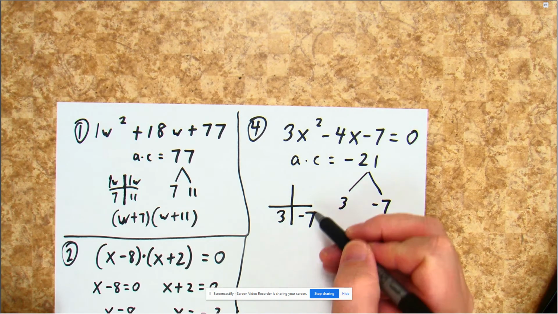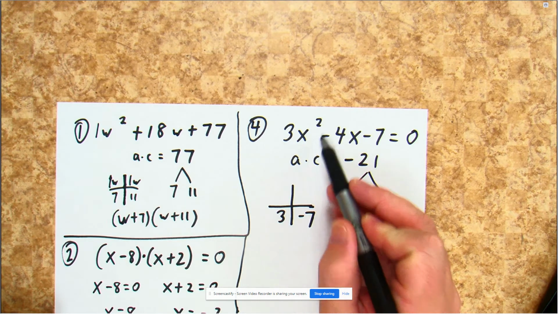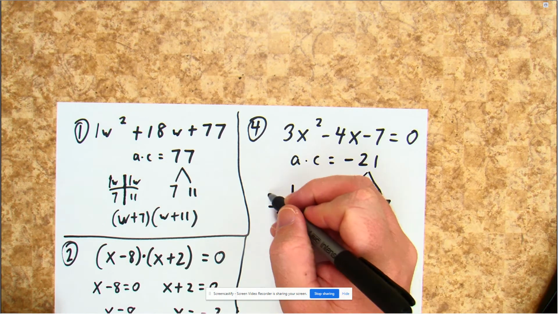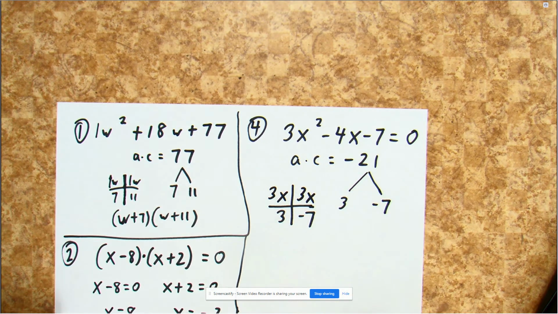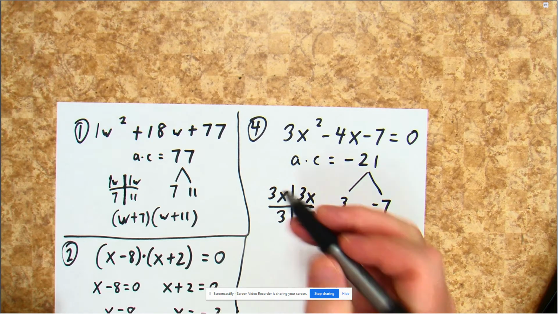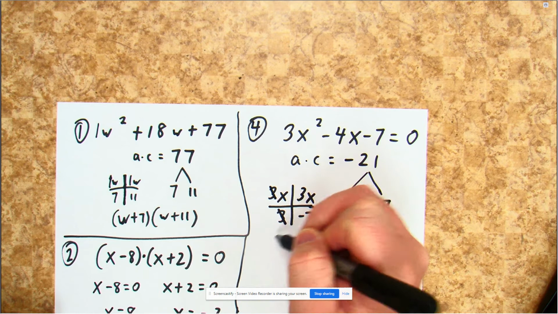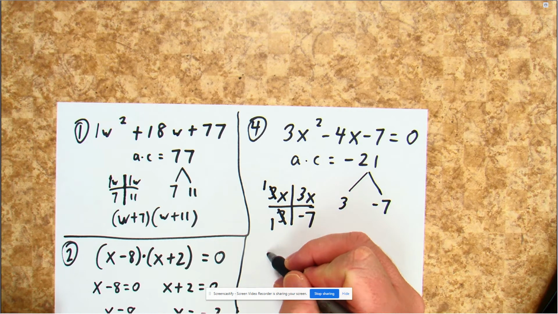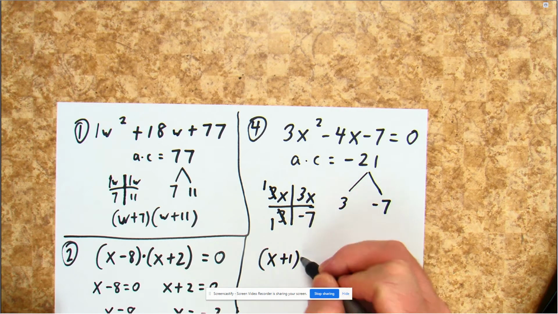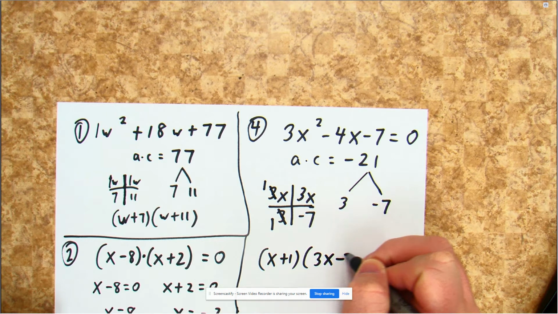The reason being is because of that first term, 3x squared, which I am going to break up as 3x and 3x. Now they're not going to stay that way because it's t-chart / simplify, which in this case, 3 over 3 reduces to a 1 over 1. You got to have a number in the bottom. Vertically, this is a 1x plus 1, and this is a 3x minus 7.